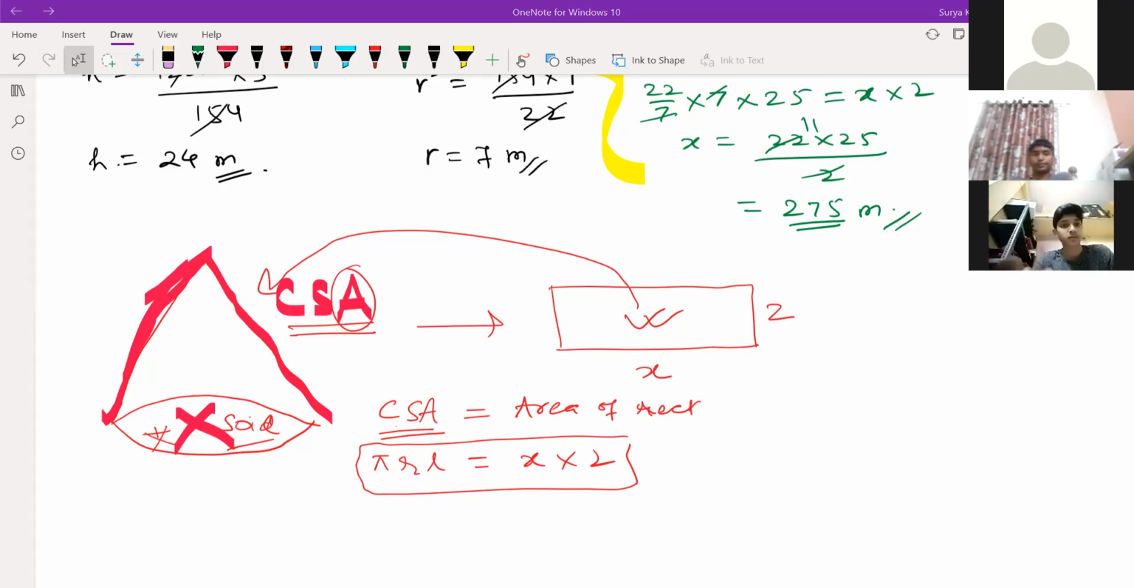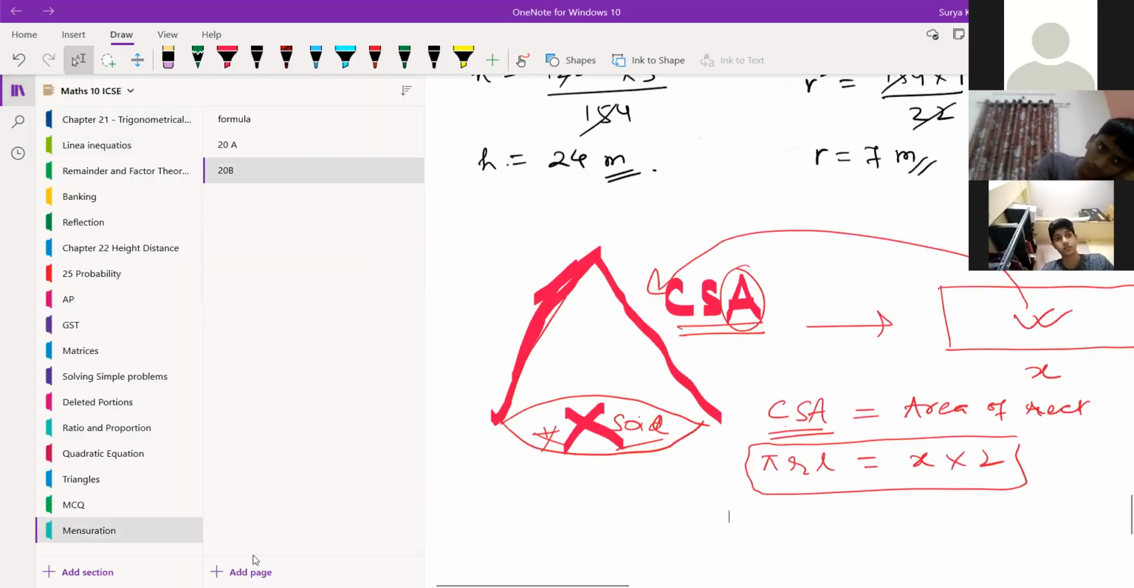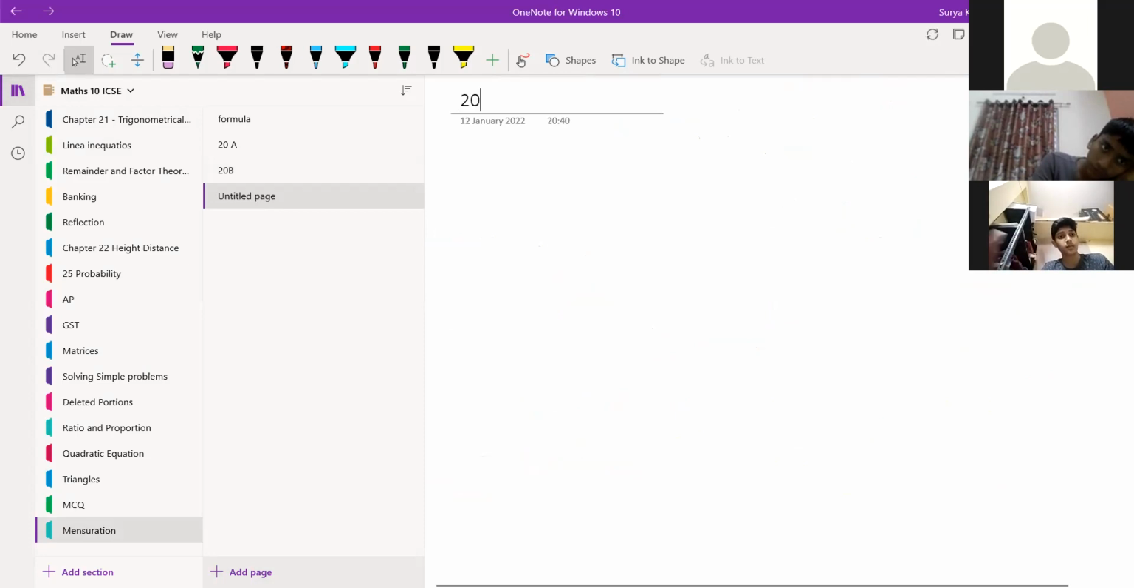okay, now we are going to start the sphere one, okay? You know sphere? What is sphere? Sphere questions we are going to do now, okay? So I'm just changing the exercise name here, that is 20C I'm writing now. 20C. And I'll write here sphere.